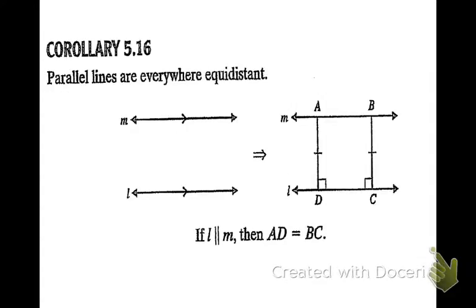Corollary: parallel lines are everywhere equidistant. We know the distance between two points is the shortest distance, and that's made from the perpendicular. And so we have, if L and M are parallel, then we're going to know that AD is equal to BC.